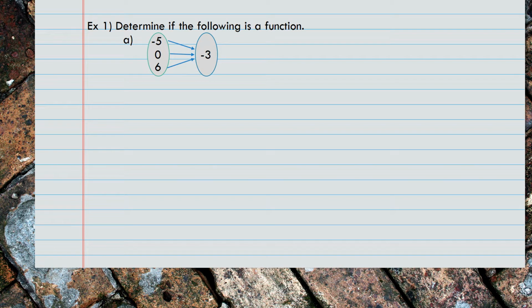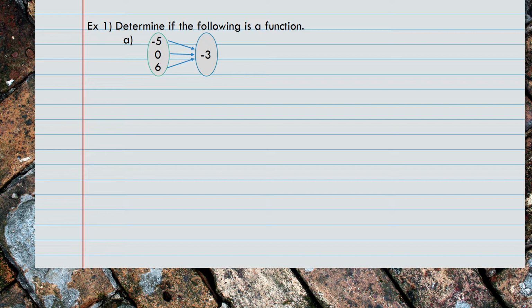Example 1. Determine if the following is a function. For A, we have what's called a mapping. We have a bubble that consists of the values -5, 0, and 6. And then we have another bubble that has the value -3. And then we have the arrows drawing the connection between the values.